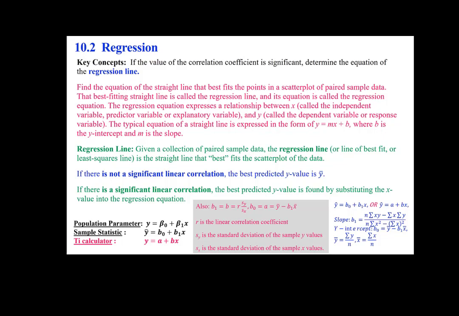So r is the linear correlation coefficient, s sub y is the standard deviation of the sample y values, and s sub x is the standard deviation of the sample x values. You don't have to worry about this because the formula is given, but we go through maybe an example so we see how things are done by hand. Ultimately, everything is really done by technology because the process is involved, as I mentioned.